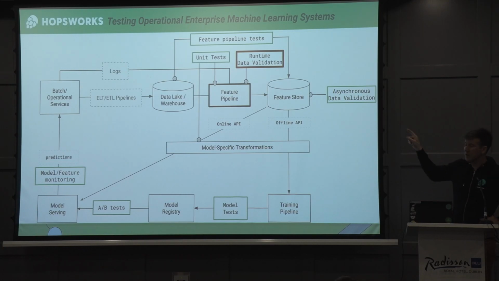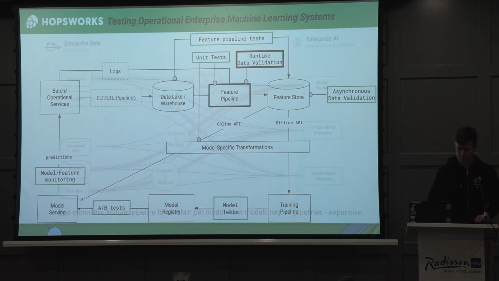So I'm going to talk about runtime data validation. When you're creating features, how do we validate the data that we're going to feed in for both training and serving? In enterprise AI today, we use a feature store to manage our data for training and serving. It stores the features. You can see there's an online API directly to serving, and there's an offline API for batch applications or for creating training data.